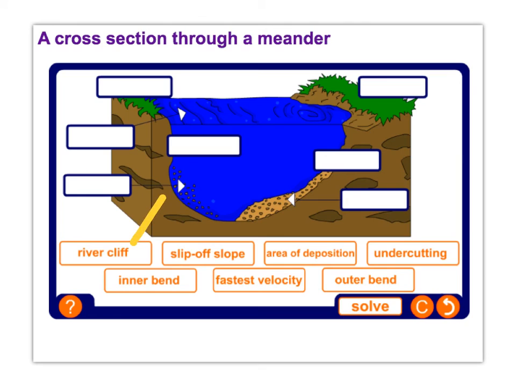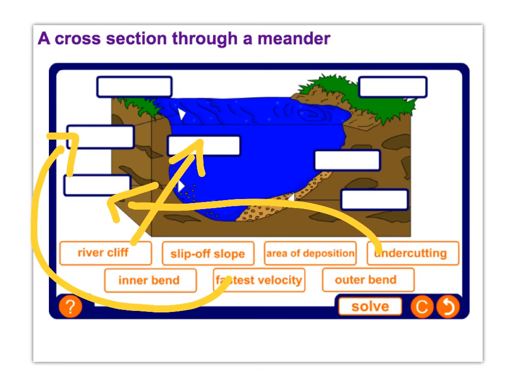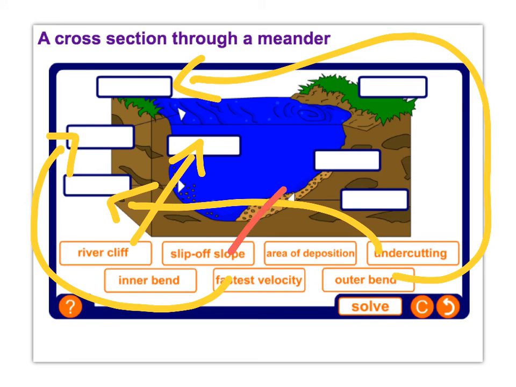So here are the answers. You got the river cliff, that goes here. You have the undercutting, that goes here. You have the fastest velocity, and that goes here. You have the outer bend, and this goes all the way around to here. On this side, you have the slip-off slope. You've got the area of deposition, just here. And you've got the inner bend, just here. So I hope you all got them correct. If not, you can make your changes now and correct it.